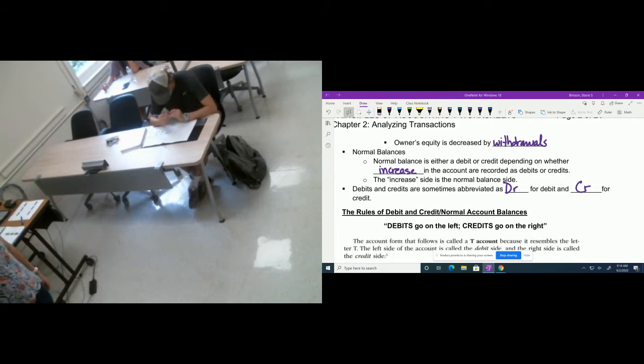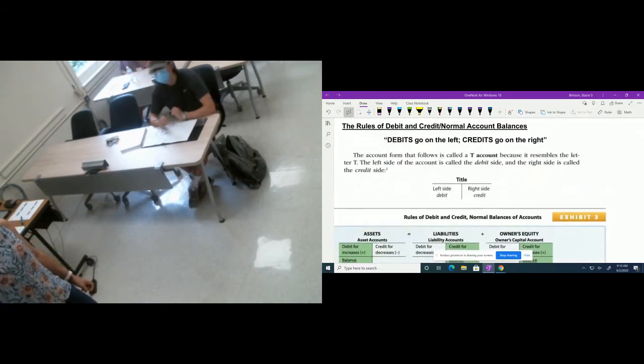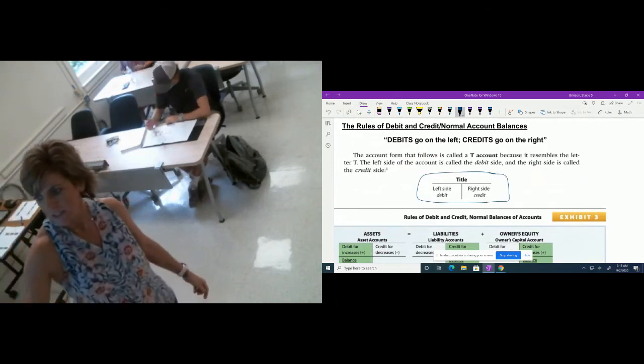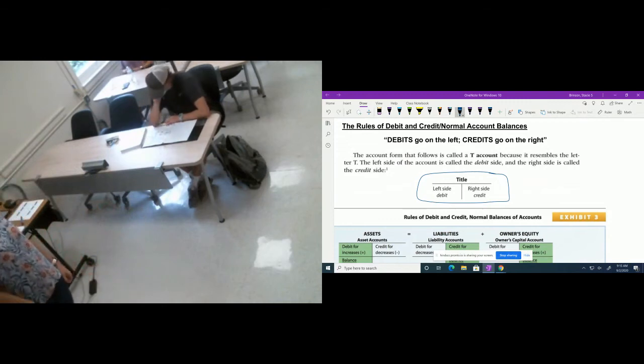All right, so the rules of debit and credit, just to recap: debit's on the left, credit's on the right. Here's a little diagram of your T account, just a template. Title means the name of your account, cash, payables, whatever. And here is Exhibit 3 out of your book. This tells you everything we just went over: how assets are increased and decreased, where the normal balance is, which side, and so on.